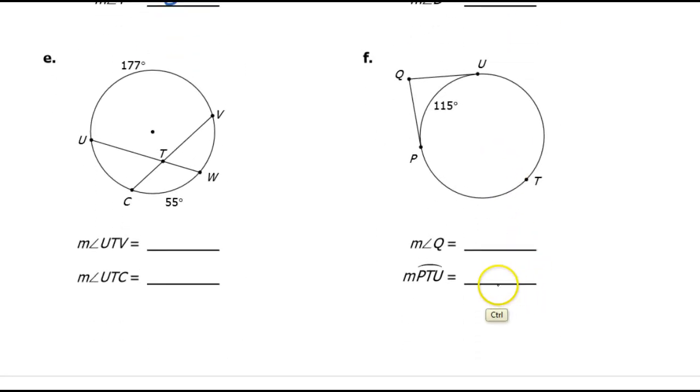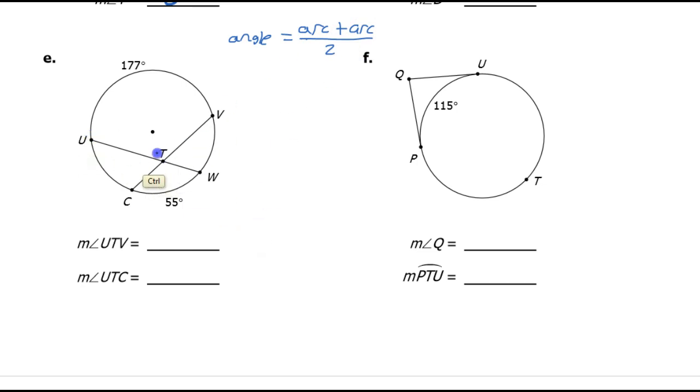All right. E. This one is inside the circle. It's not at the center, but it is inside the circle. So that means we're using that formula that says the angle is equal to arc plus arc divided by 2. All right, that's the inside the circle formula.